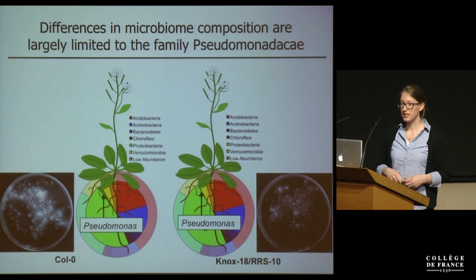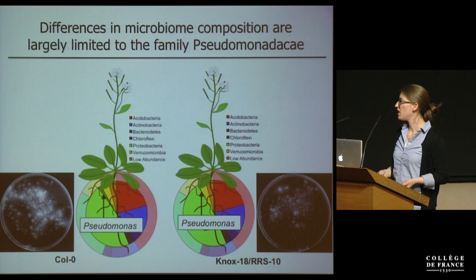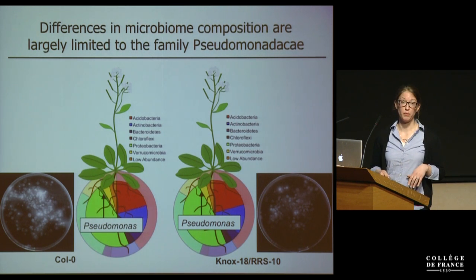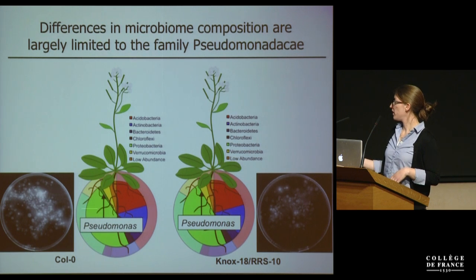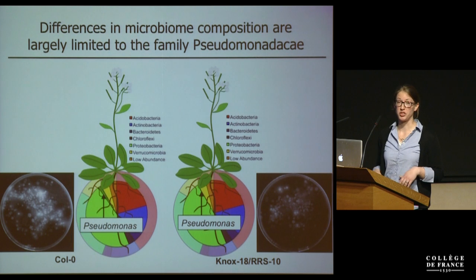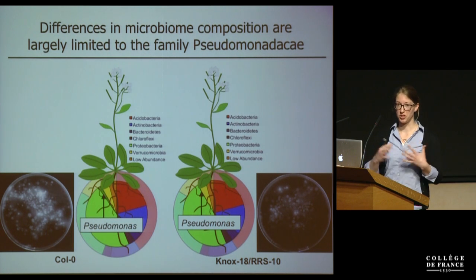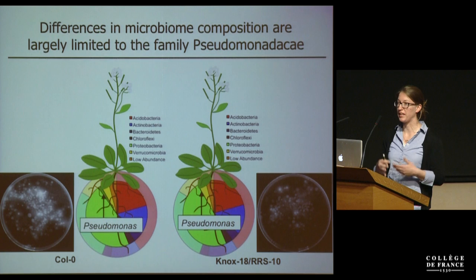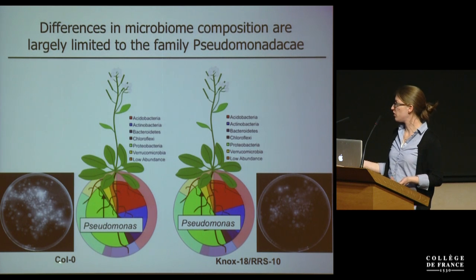When we sequenced the bacterial microbiome by 16S, we surprisingly found that the differences were largely limited to the family Pseudomonadaceae. So between Col0 and NOX18 and RS10, the majority of the community structure is intact. There isn't a large higher-order taxonomic shift, like in all Proteobacteria. It's pretty limited to the Pseudomonadaceae, and that was somewhat surprising.